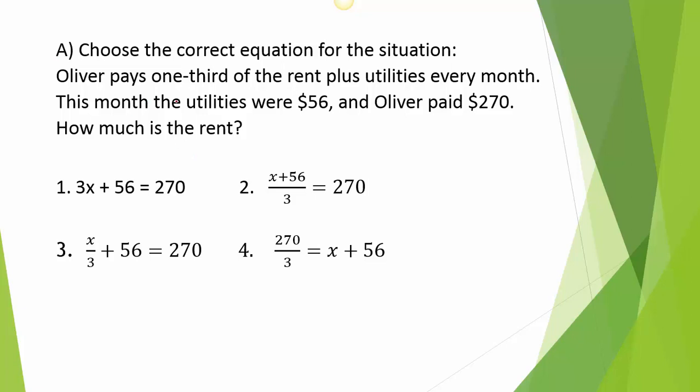It says Oliver pays 1/3 of the rent plus utilities every month. This month, the utilities were $56 and Oliver paid $270. How much is the rent? And so I want you to look at these and see which one you think would represent the correct equation for this situation.